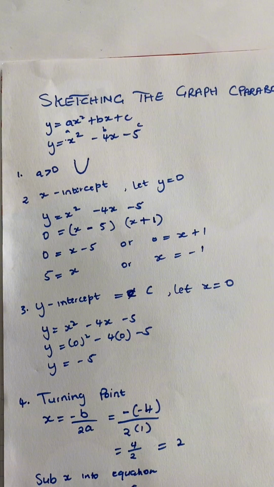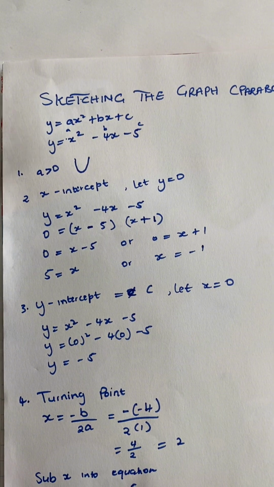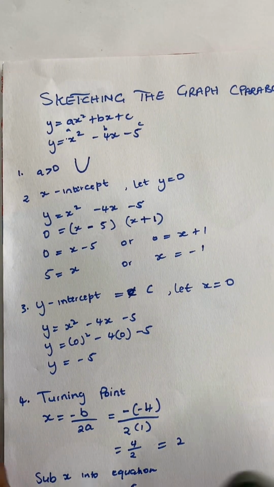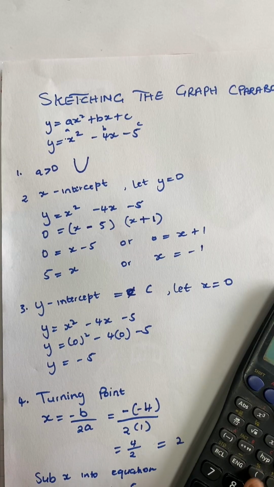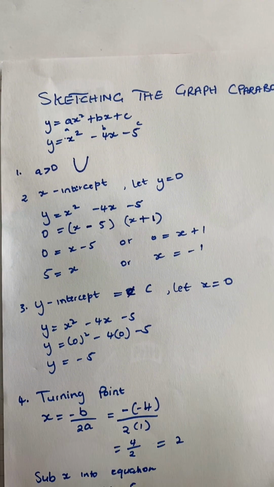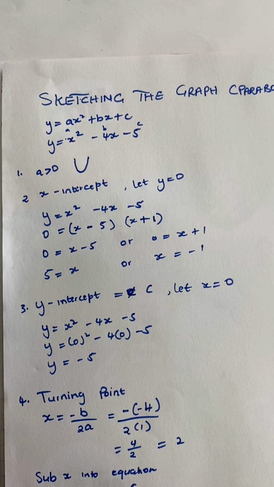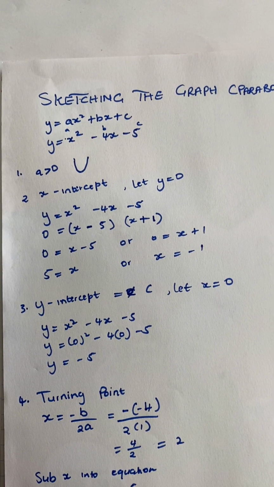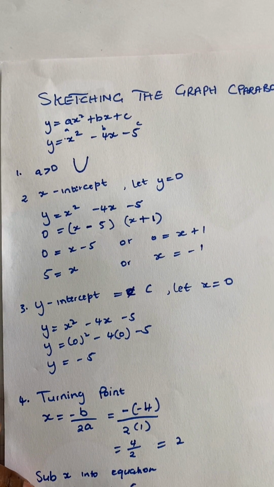You can punch that using your calculator, or you can just do it. 2 squared will give you 4. 4 minus 8, it's minus 4 again. Minus 4 minus 5, that's minus 9. But you can check that using your calculator, right? 2 squared minus 4 into 2 minus 5, you get minus 9. Y is equal to minus 9. So your turning point coordinates will be 2 and minus 9.